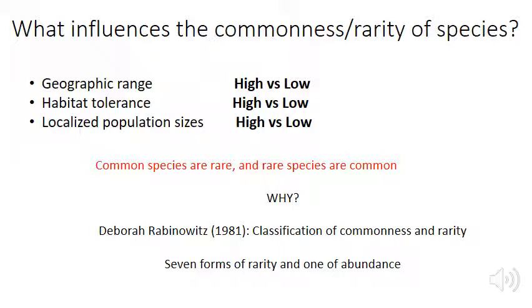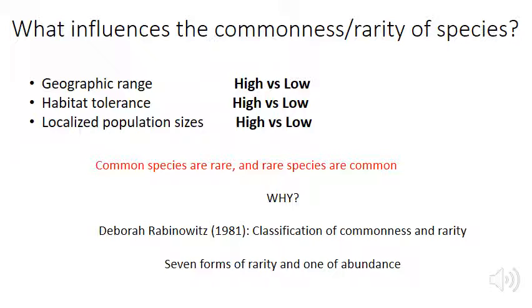So where species occur, do they occur in high populations or in low populations? Each of those three factors can be high or low, and where they're low, it tends to confer rarity in that species. What we find is that common species are rare, and rare species are common. There are lots and lots of species that don't occur in particularly high numbers, and not very many species that we see really, really commonly.